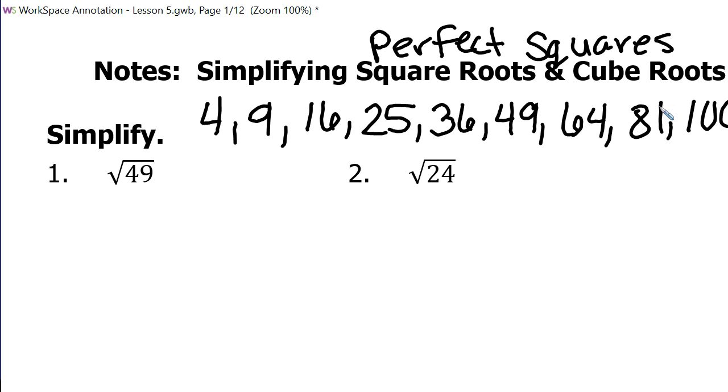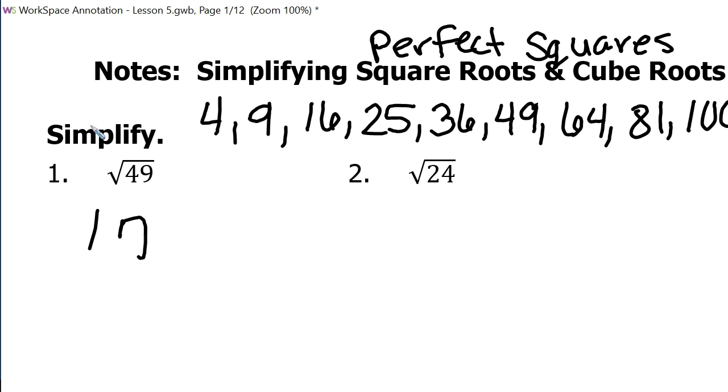So look at number 1. You should automatically know the answer for number 1. What's the square root of 49? 7. But for number 2, do you know the answer? What's the square root of 24? If you put 4.8, it's going to be wrong. So we're going to simplify these by factoring the number.